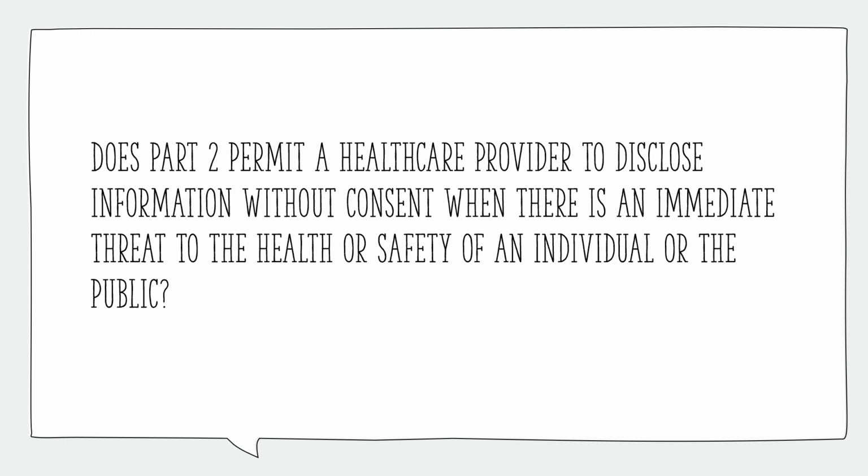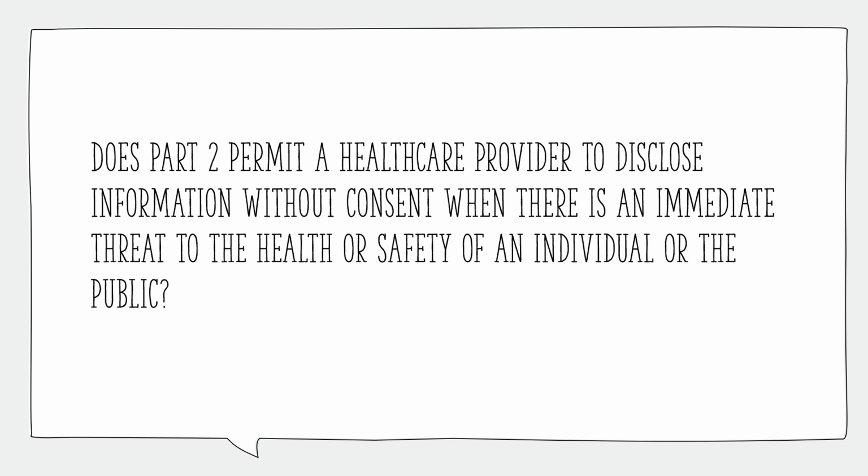Part 2 does permit a program to disclose information regarding the circumstances of the incident, including the name, the address, the last known whereabouts, and the status as a patient in the program. But that would be the only thing that you could disclose about their treatment. Also, we can disclose if there's immediate threats to health or safety that don't involve medical emergencies or crimes on the program premises or against the program personnel.